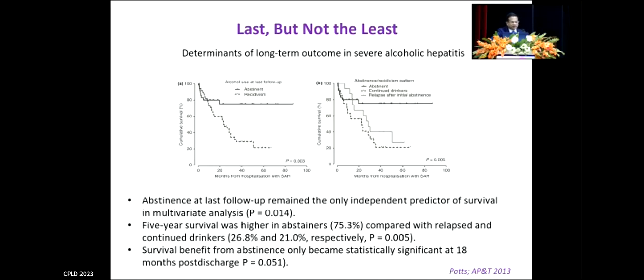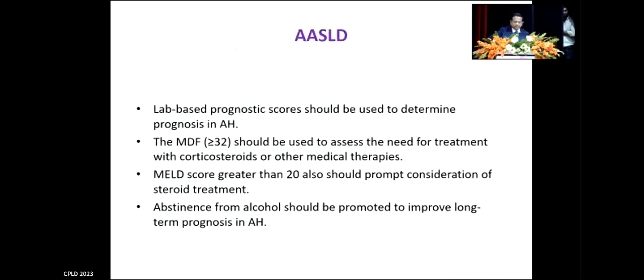So the 5-year survival was higher in abstainers, 75%, compared with relapsed and continued drinkers, 26 and 21% respectively, with a significant p-value. But the survival benefit from abstinence only became statistically significant at 18 months post-discharge. So for long-term survival in alcoholic hepatitis, probably recidivism is the only factor.